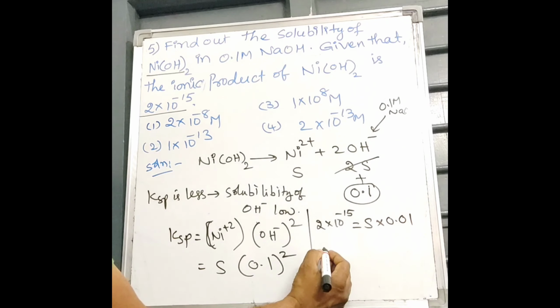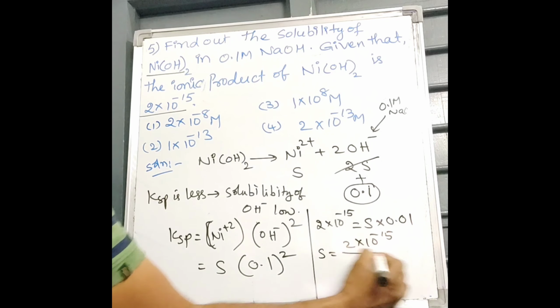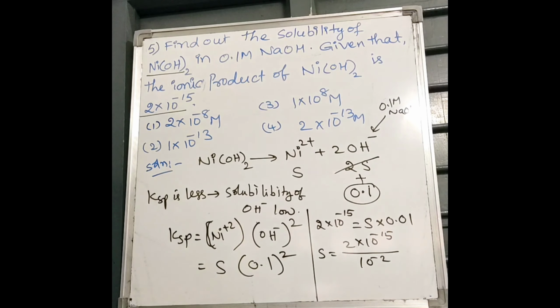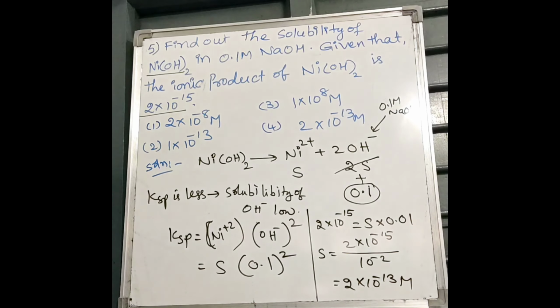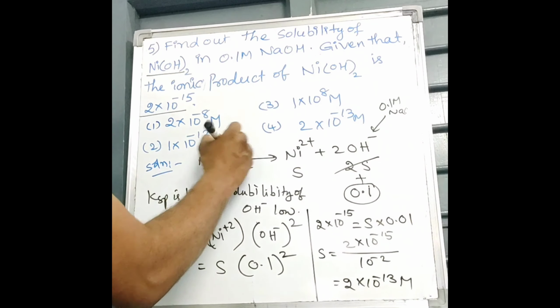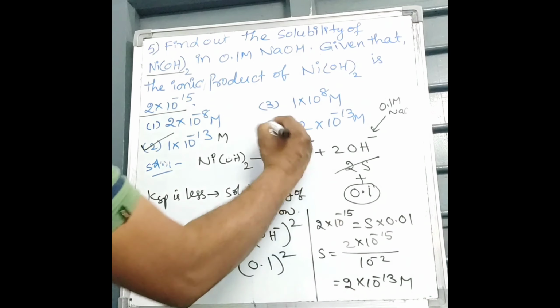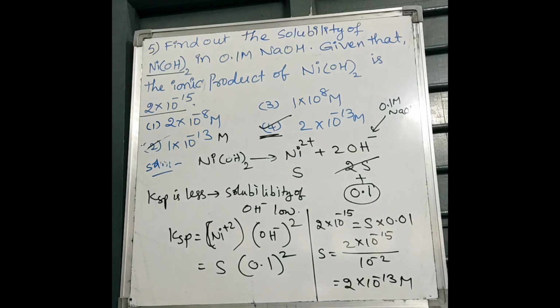0.1 squared means 0.01. So S is equal to 2 into 10 power minus 15 divided by, here we can write it as 10 power minus 2. That equals 2 into 10 power minus 13 molar. 2 into 10 power minus 13 molar is the correct answer. The fourth one is the correct answer for this question.